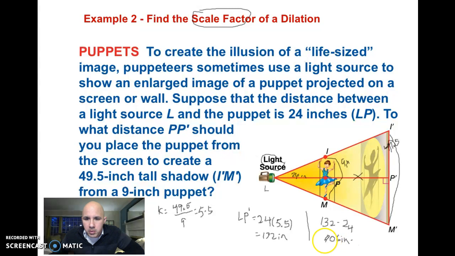So let's put down from P to P prime. They're asking us again, to what distance is P prime? The distance is right over here. It's 106 inches. Again, when you're working through this, make sure you find the scale factor and multiply it by the distance from L to P, and then subtract to find the difference. Good luck on the next problem. Let me know if you have any questions. See ya.